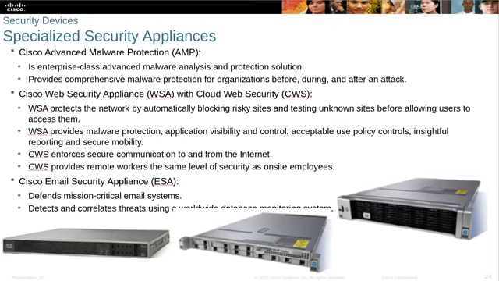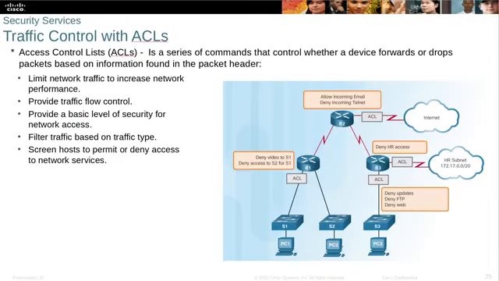Cisco have some specialized equipment. They have their advanced malware protection or AMP system. They also have their web security appliance and cloud web security appliances, and the Cisco email security appliance or ESA. I'll let you have a look at that in the chapter.